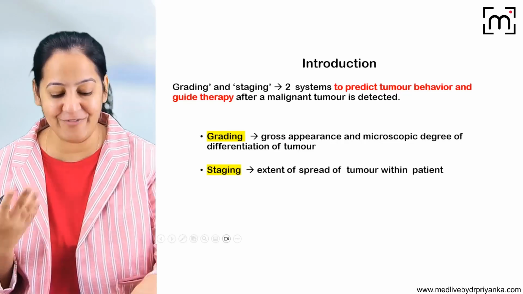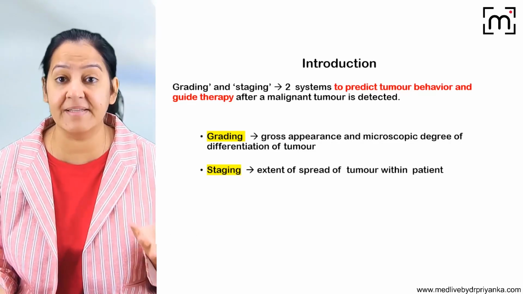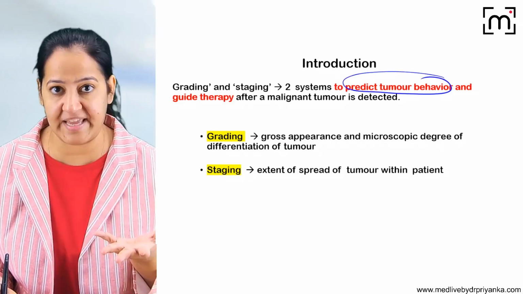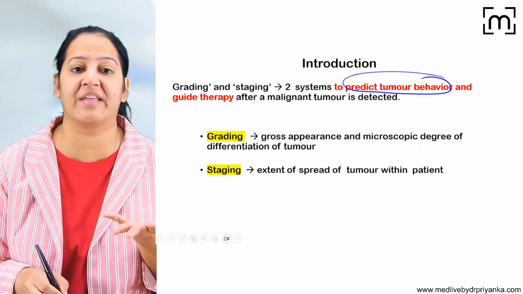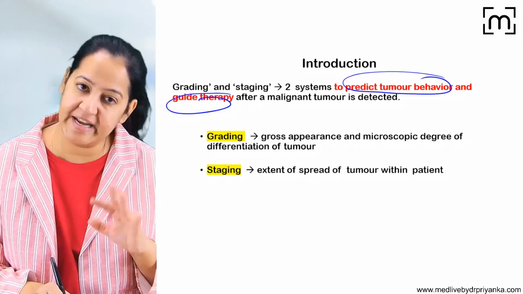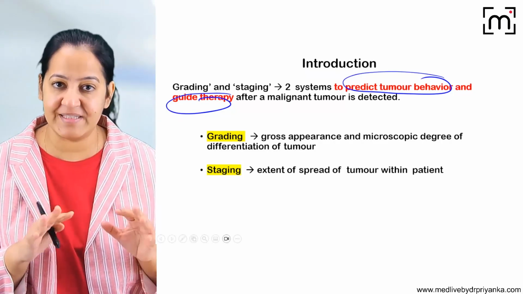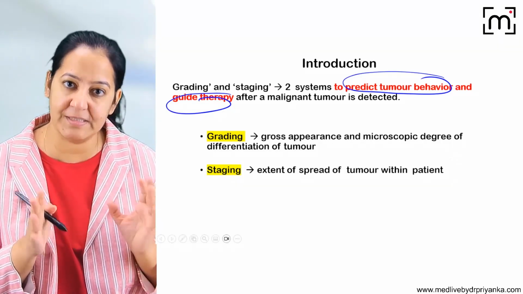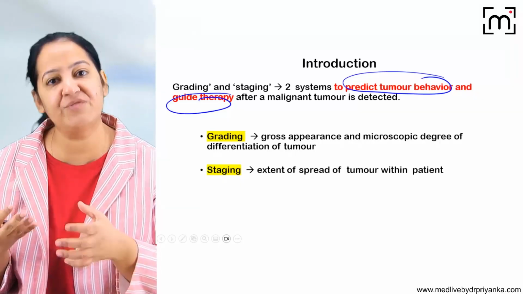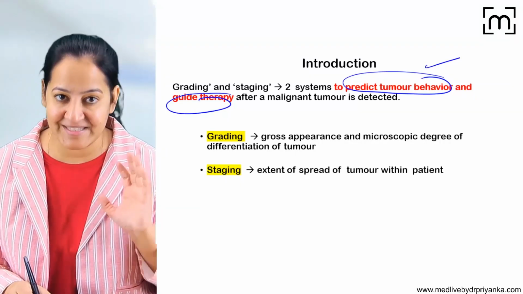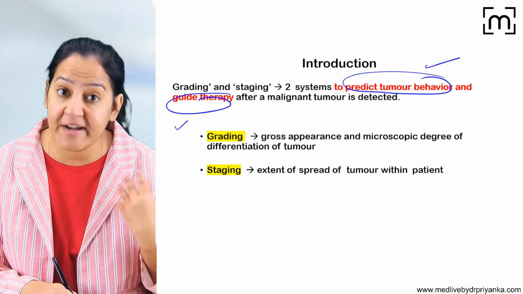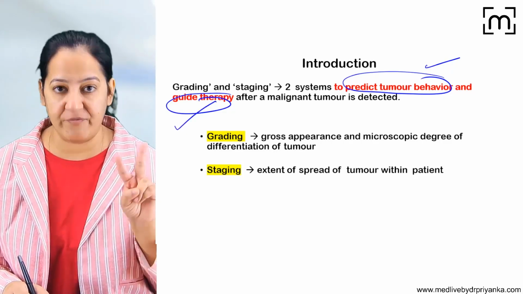What do you mean by grading and what do you mean by staging? Both of them are necessary to predict the prognosis of the cancer, to predict the tumor behavior, and to guide the therapy. Grade 1 and stage 1 tumors have favorable prognosis, good prognosis, and grade 4 and stage 4 cancer have poor prognosis. Stage wise and grade wise the treatment can be different.